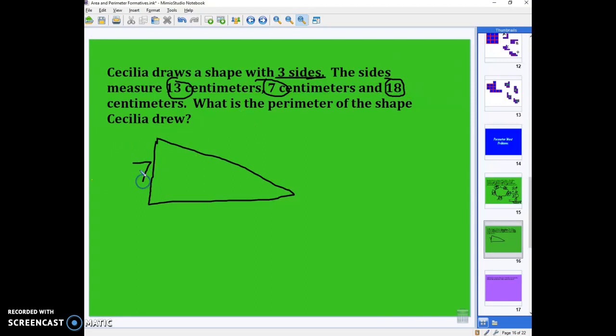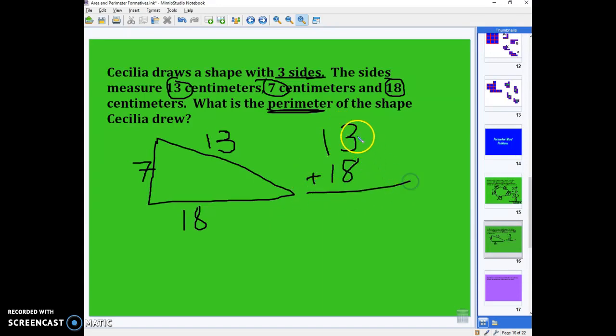Well, let's make this the shorter one, 7. And let's say this one's 18 and this one's 13. Obviously, this is not a perfect triangle, but we're doing the best we can just to figure out what the perimeter of the shape is. So let's add our biggest numbers together. Start from the biggest and go to the smallest. It's the easiest way to do it.